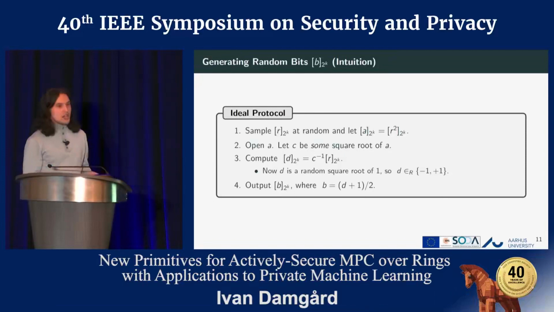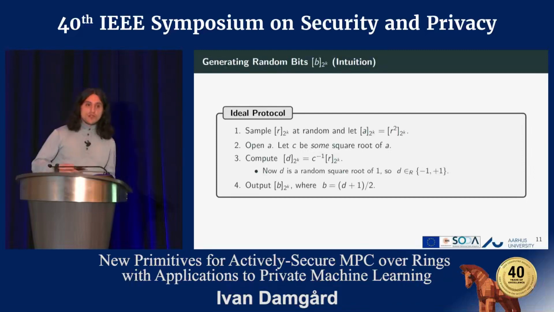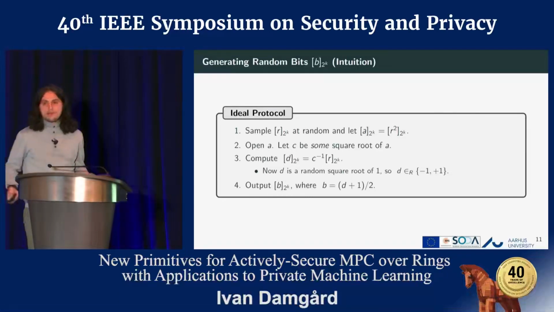So you are working over rings, and you say, let's try the same thing over fields and see if it works. So over fields, it looks like this. First, you sample a random element, and then you square it. And you open the square. Intuitively, the square gets rid of the sign, so you lose all the information about the sign. So therefore, it's OK to open the square. And the sign is going to be our bit. So you open A, and then you let C be some square root of A. So let's say the negative one or the positive one, any of them.